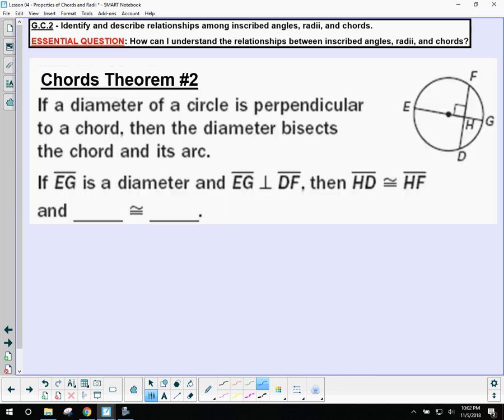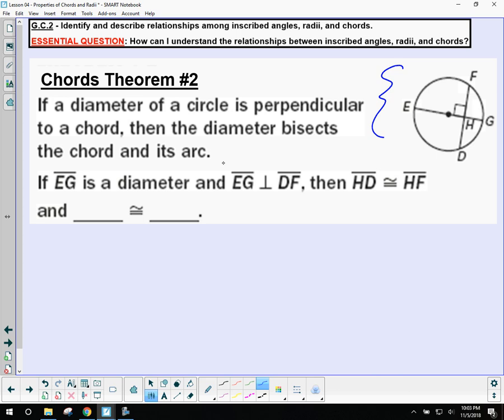Chords Theorem number 2. Again, you should have a little fill-in-the-blank sheet in front of you. Letters may or may not be the same. This one is saying that if the diameter of a circle is perpendicular to a chord, then the diameter bisects the chord and its arc.